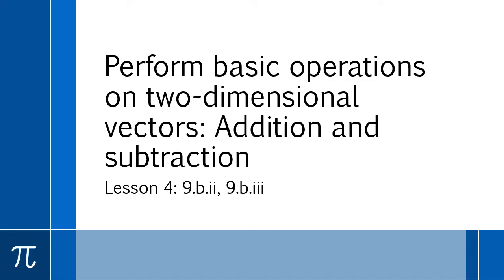So the first operation we learned about in the last lesson was multiplication by a scalar. So instead of having a vector v, we learned how to calculate something like 2v or negative 3v. Today's video is going to focus on a different set of operations, namely addition and subtraction. So if I have two or more vectors, how do I add them together or subtract them from one another?